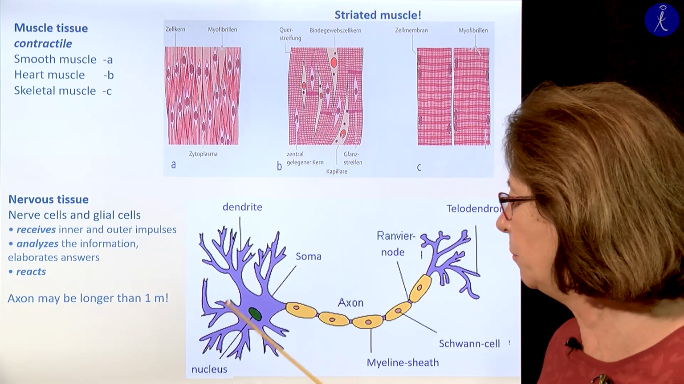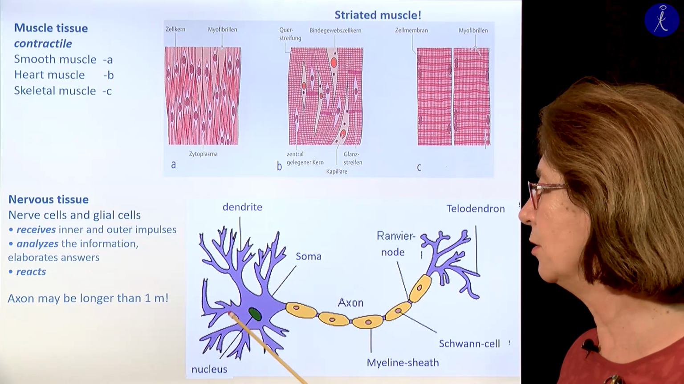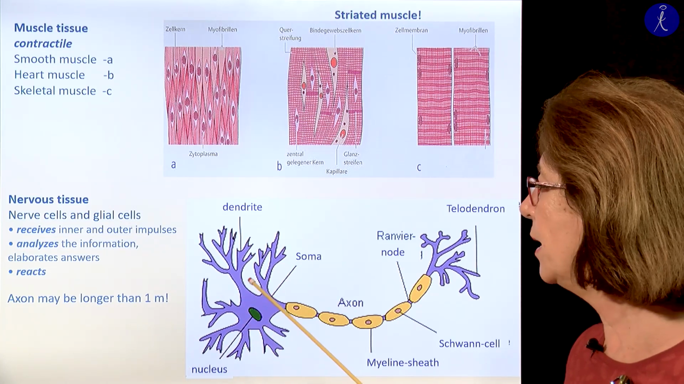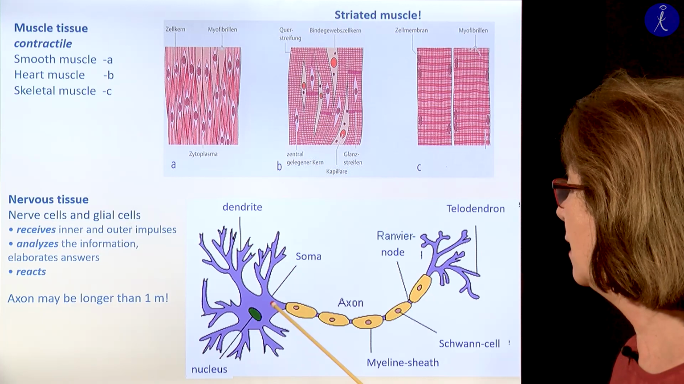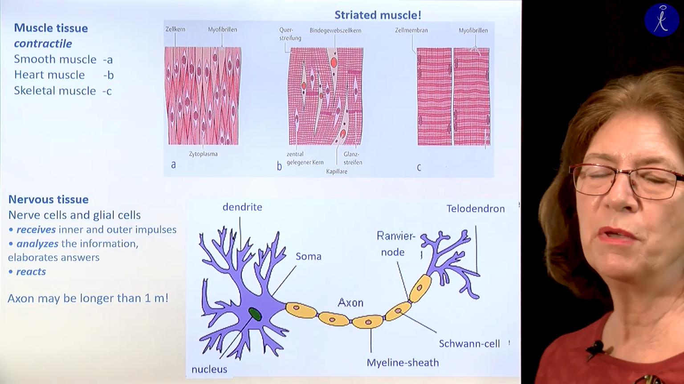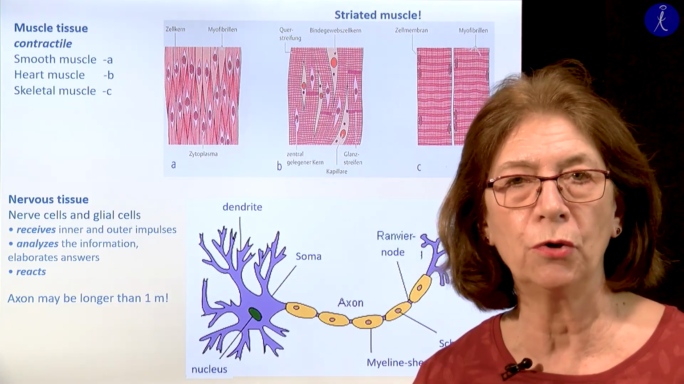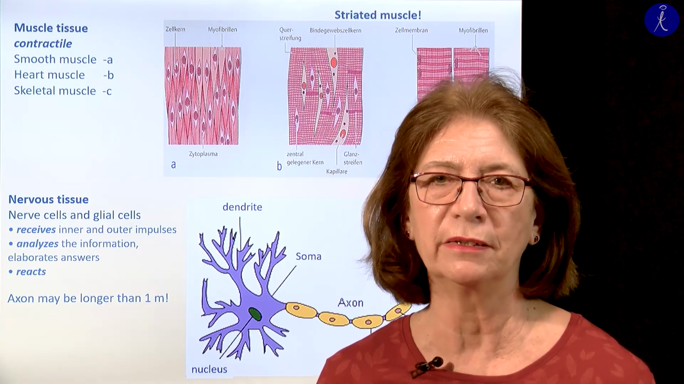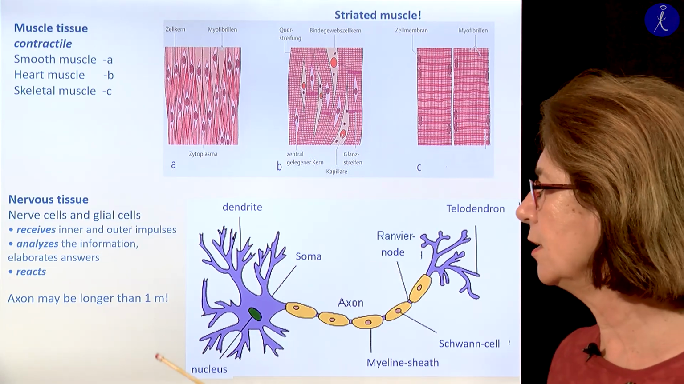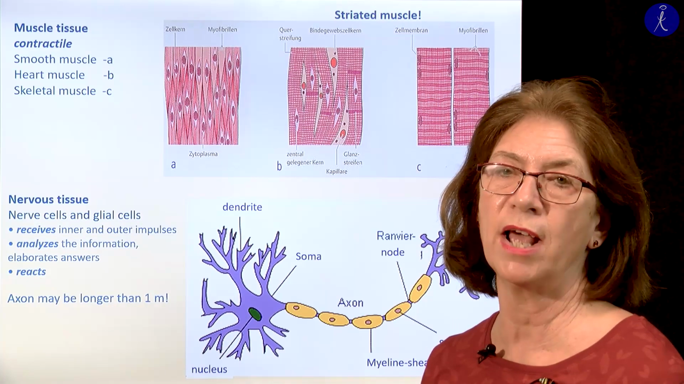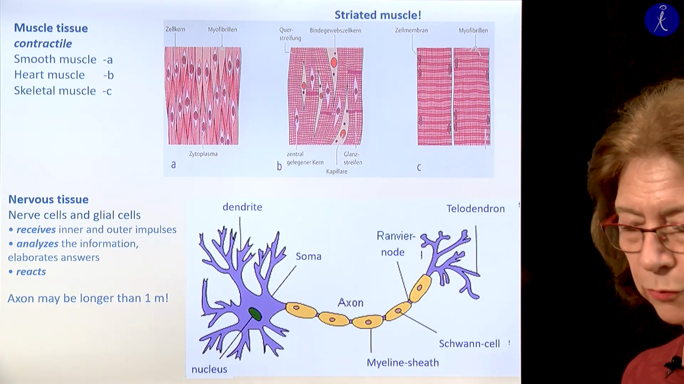The biggest nerve cells, the pericardion, are maybe about 100 or 150 micrometers in diameter. That's huge. It may have long dendrites, several hundred micrometers long. And it may have an axon, which may be over 1 meter. Of course, not all nerve cells have such a long axon, but those which run to your toes, for example, are over 1 meter, because you have the cell bodies on a much higher level. What is the function of this nervous tissue? It receives, analyzes, and reacts to the impulses that you get from your surrounding world.